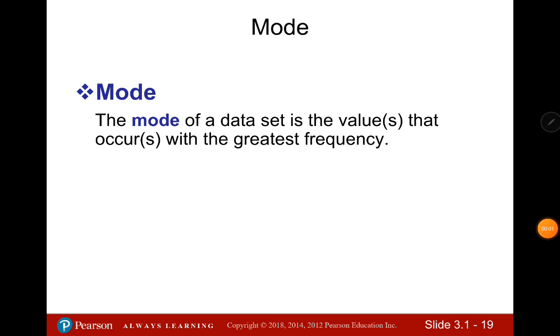All right, next measure, we call it mode. Let's check the definition. The mode of a data set is the value or values with the greatest frequency. So here it's possible to get more than one mode.